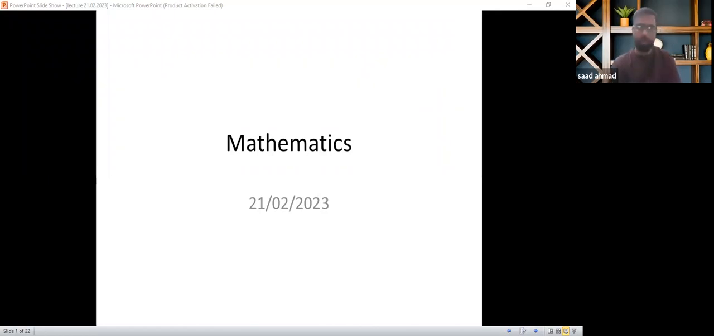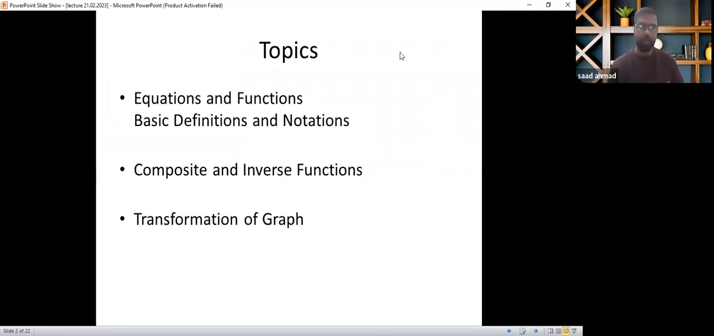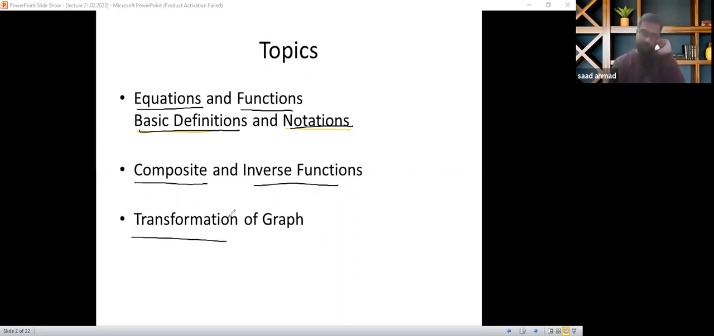Okay, so let us start. Today we will be doing three things: equations and functions, and we'll see their basic definition and notations for both of them one by one. First, we'll see the basic definitions and notations for equations, and then for functions. Then we will see the composite and the inverse functions, and at the end, we will see the transformation of the graphs.